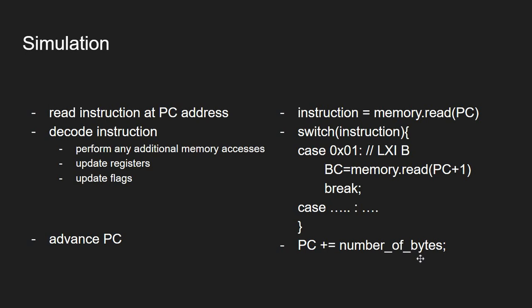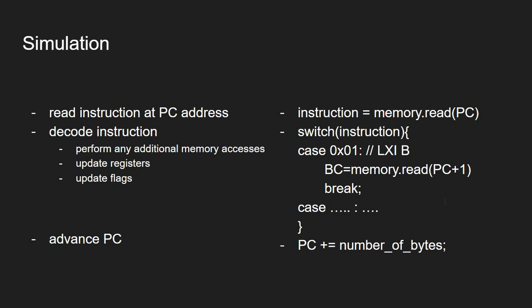Also, you need to consider how you actually store the registers because you can access either individually register B and register C or as a pair like in this example. So if you store the registers as pairs, then okay, this works here, BC equals memory read. Otherwise, if you store individually B and C, you will probably need to perform a memory read for register B and another memory read for register C.